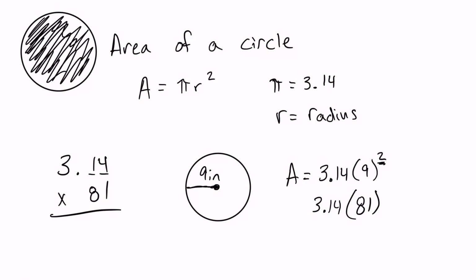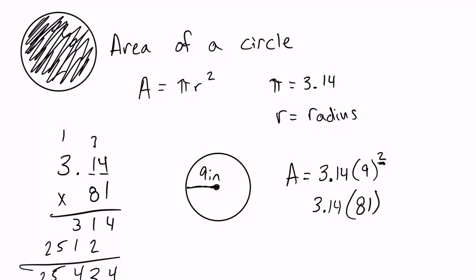4 times 1 gives me 4, 1 times 1 gives me 1, and 1 times 3 gives me 3. 8 times 1 will give me 32, carry the 3. 8 times 1 gives me 8, plus 3 gives me 11, carry the 1, and 8 times 3 is going to give me 24, plus 1 will give me 25. Combine our terms to give us our solution of 254.34, because remember, we must move that decimal back 2 places.